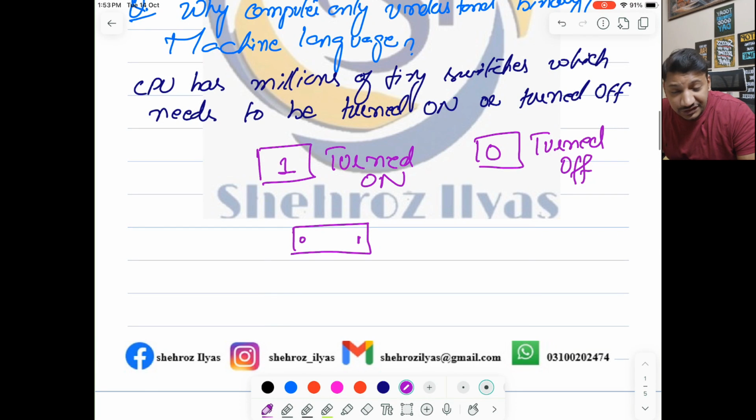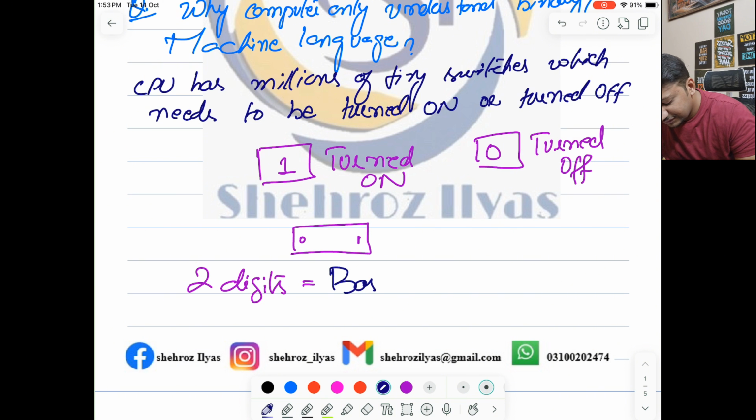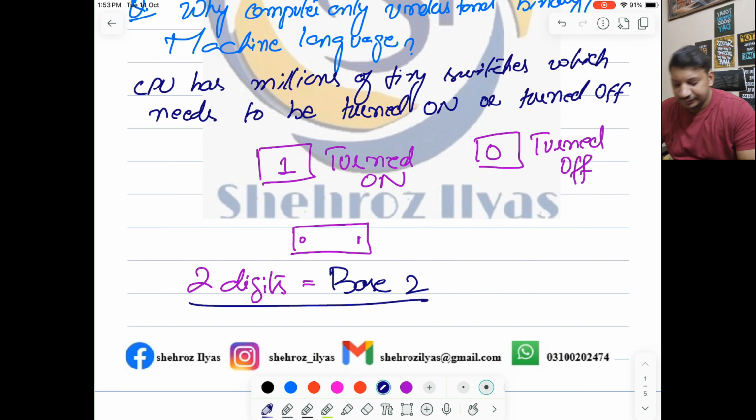So basically how many digits are there? There are basically 2 digits. So it means it has base 2, right?